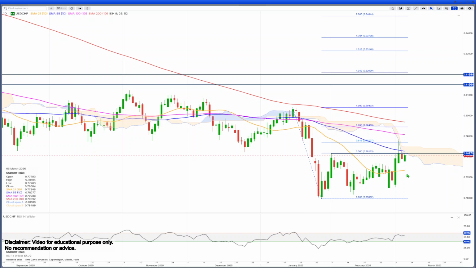I think if we take out the past couple of days' lows here, well, then the downtrend is getting back in business, but for now we're on a knife's edge, really.